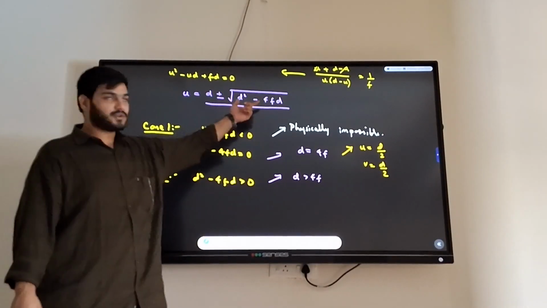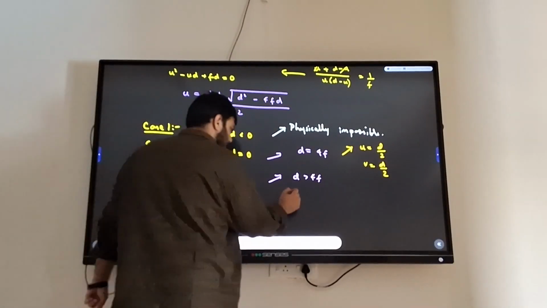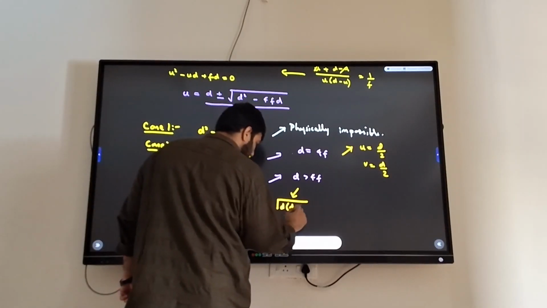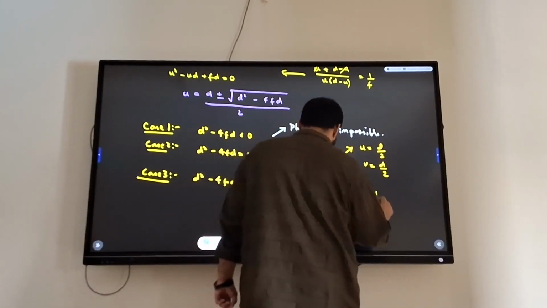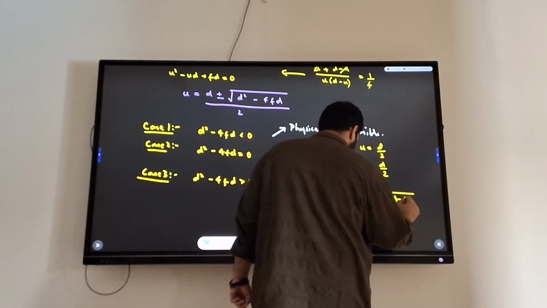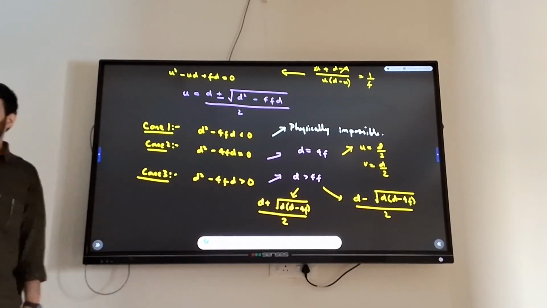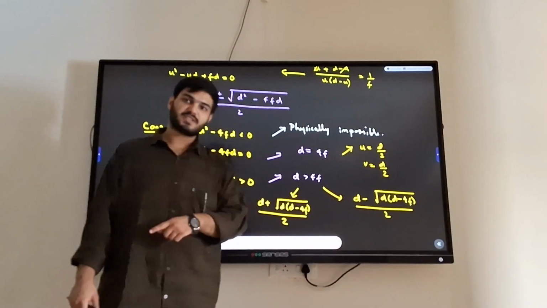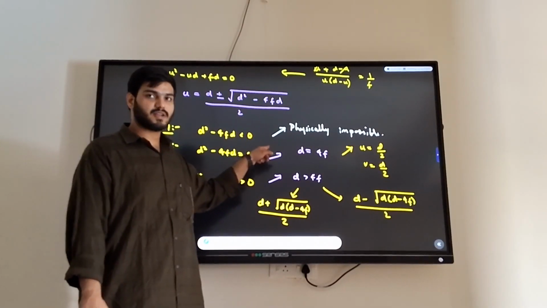So the root became non-zero? Non-zero, then how many possible roots? Two possible roots. One is (d plus the square root of d into d minus 4f) by 2, and the other is (d minus the square root of d into d minus 4f) divided by 2. These are two possible roots. That means at these points if you place your object, you will find the same sharp image.